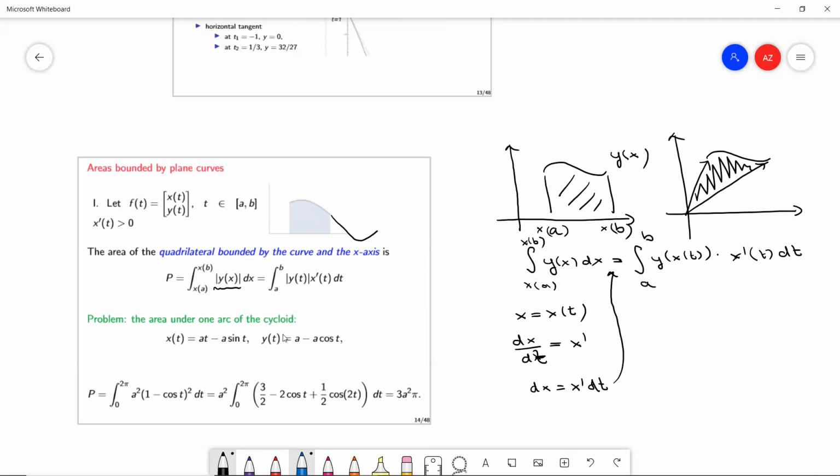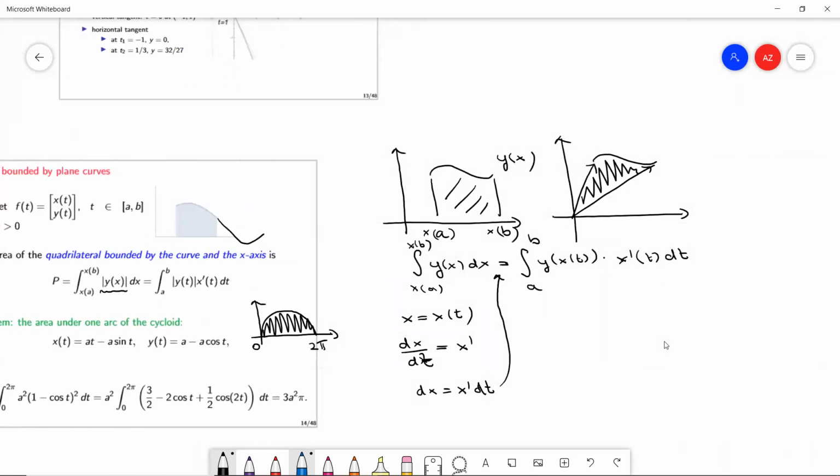Okay, and here is one example. If you would like to compute the area under one arc of the cycloid, you can do this example by yourself. We have this cycloid, and you would like to compute this area. You just plug x prime of t and y of t into the formula, where a is 0 and b is 2 pi. So this was the first possibility.